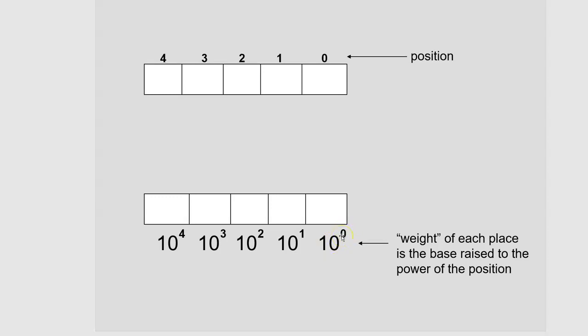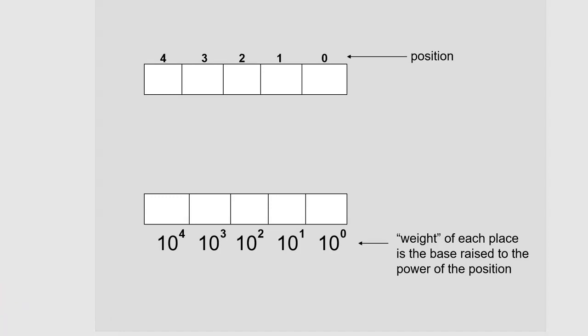10 to the 0 is a 1, so this is the ones place. 10 to the 1 is 10, so this is the tens place. 10 to the second is 100. That's the hundreds place. Thousands, 10,000s, and so forth. So you learned that probably in grade school at some point, place value.